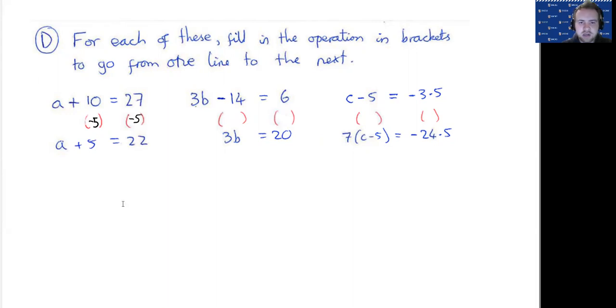And now for this one here, we've gone from 3b minus 14 to 3b, and then we've gone from 6 to 20. Okay, so in both cases, we've added 14 to both sides.